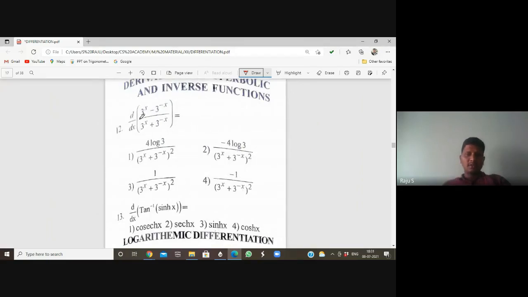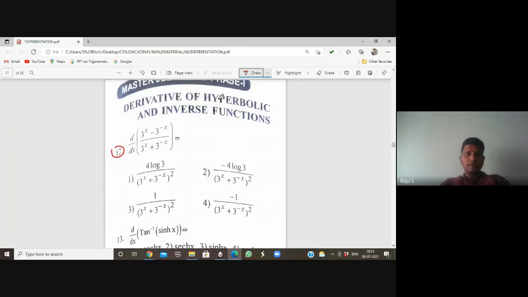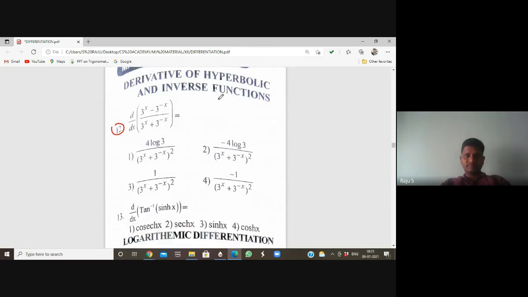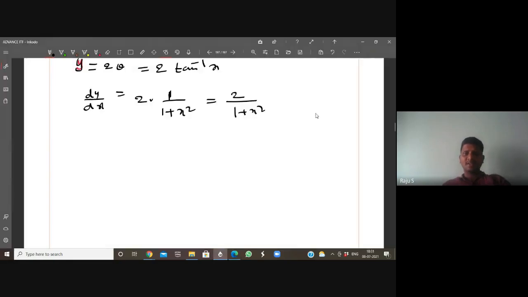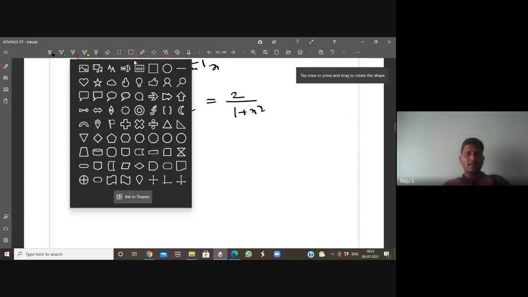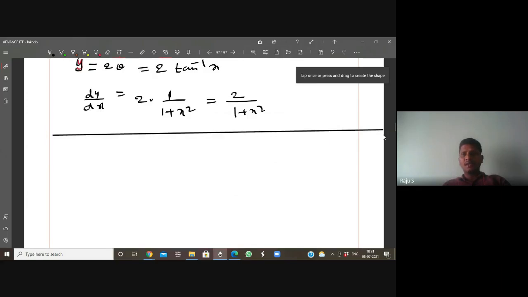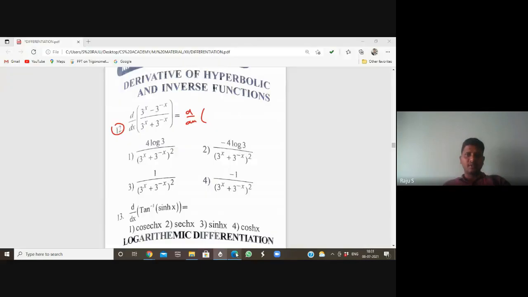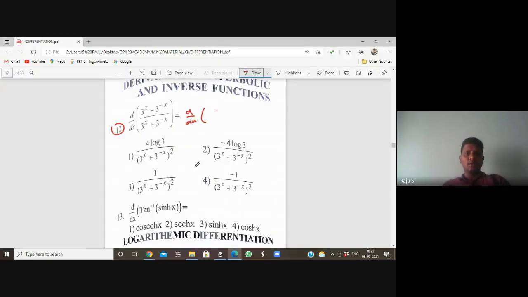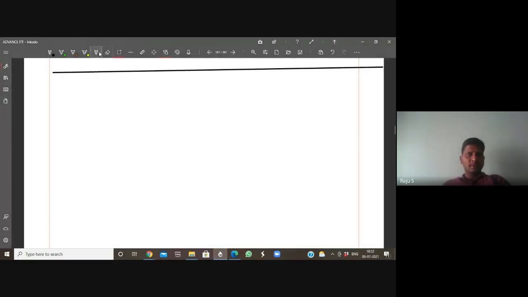Okay, this question is somewhat lengthy. So here, hyperbolic function, derivative of hyperbolic. I told you clearly in yesterday's class, we can do it directly, but with the help of u by v rule that is too lengthy. The question will be d by dx of 3 power x minus 3 power minus x by 3 power x plus 3 power minus x.